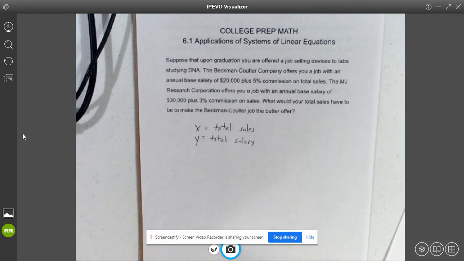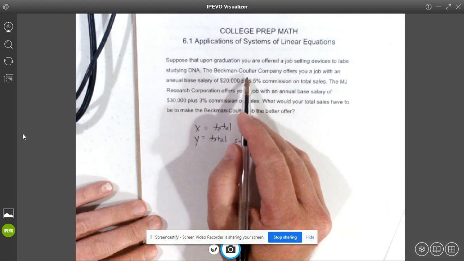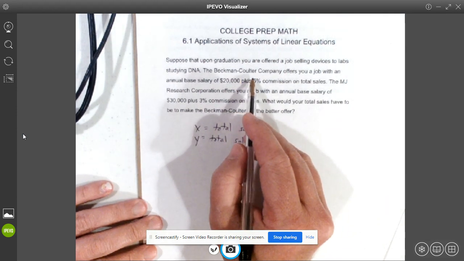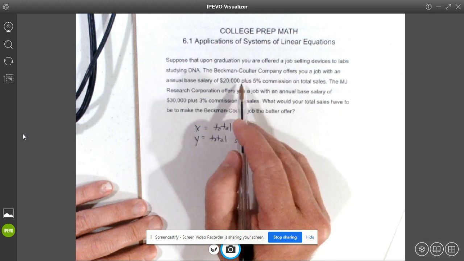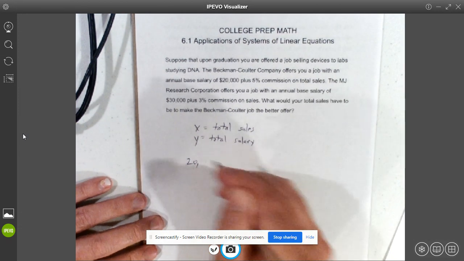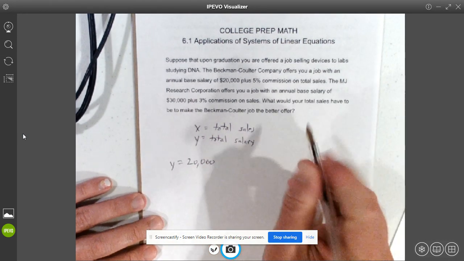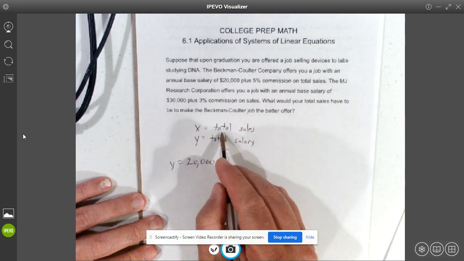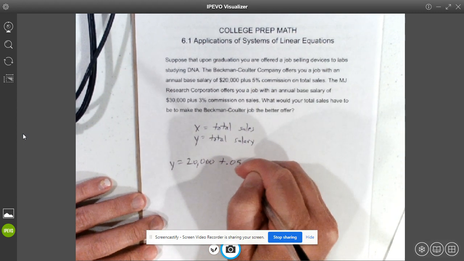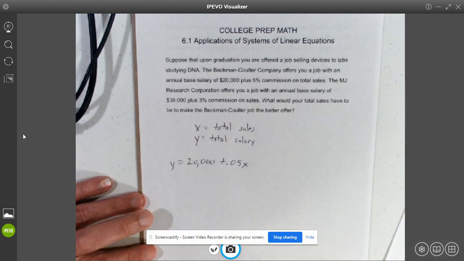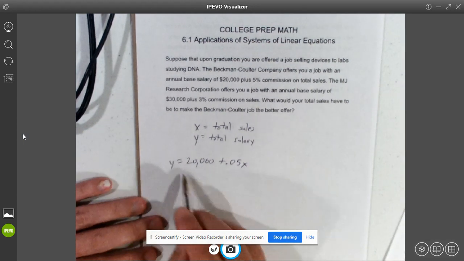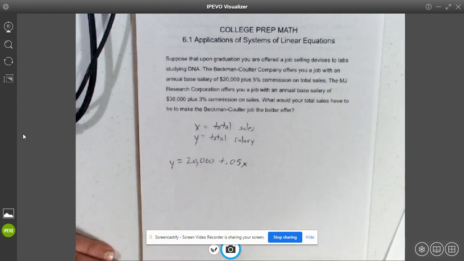So two different equations here, coming, as you might guess, from the two different companies. So let's take a look at this one. It says the Beckman Coulter Company offers you a job with an annual salary of $20,000. So it says, hey, your total salary y is going to be $20,000 plus 5% of your total sales. To take 5% of a number, we multiply it by 5/100. So this is an equation that would give you your total salary here for Beckman Coulter.